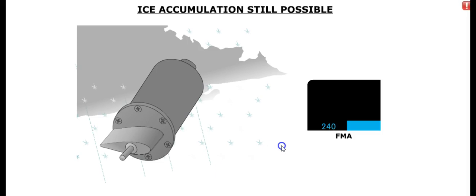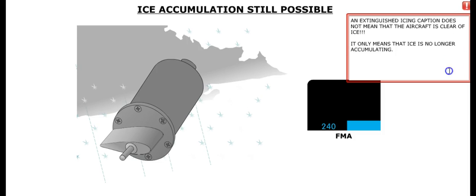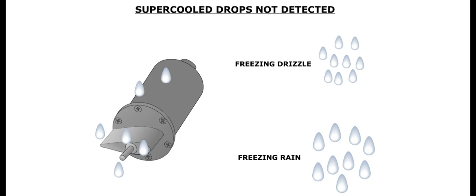If the icing caption disappears, it indicates that ice is no longer accumulating. However, flight crews should note that the absence of the icing caption does not mean that the airframe is clear of residual ice. Note: the detection system may not reliably detect large supercooled drops that are near freezing, since there may not be enough heat transfer to freeze the large water drops that contact the probe. This would typically occur with freezing drizzle or freezing rain.